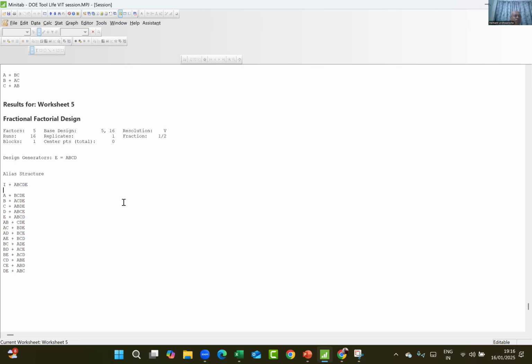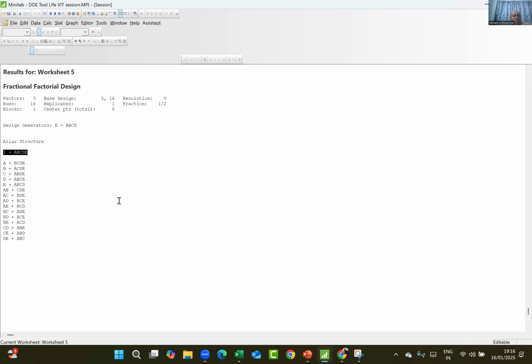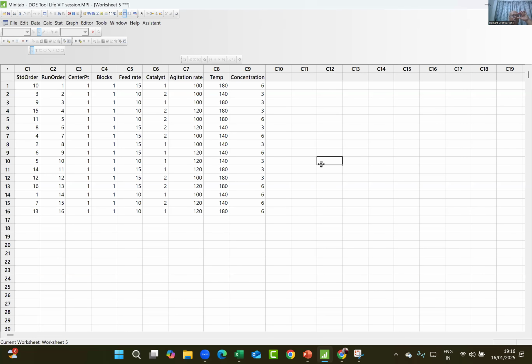So ABCD is equal to plus, and in the principal fraction it means the identity column is plus ABCDE. So main effects are confounded with 4-factor interactions, as you can see, as per the resolution code 5, and 2-factor interactions are confounded with 3-factor interactions. So this is the confounding structure that Minitab has already given. I go back to the design.